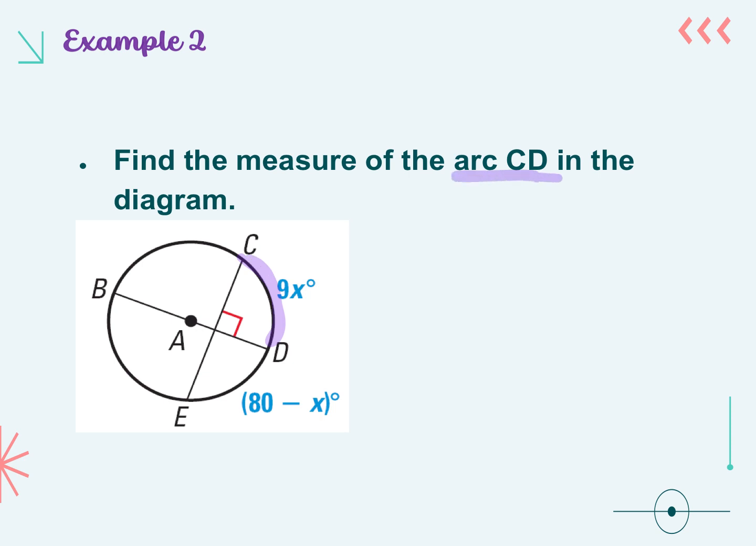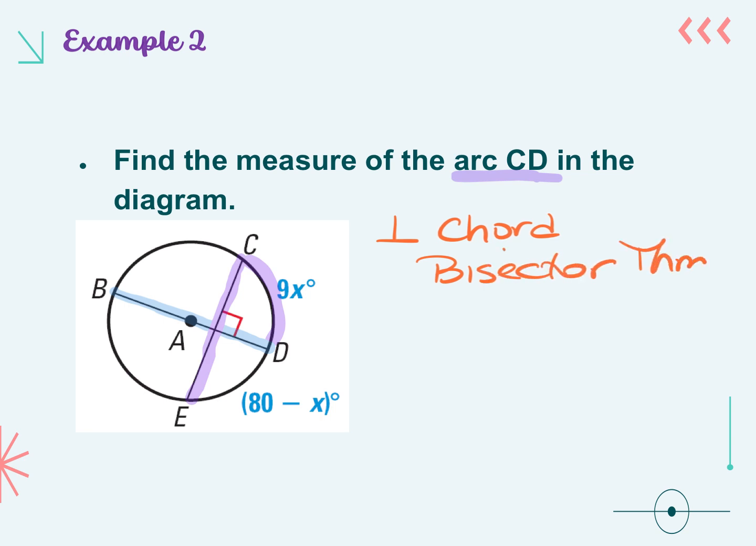So if you notice that BD here, this is the diameter. It goes from edge to edge through the center. Notice it is perpendicular to this chord CE. So I can again use my perpendicular chord bisector theorem. And because the chord has been bisected by that diameter, I know that this segment is congruent to this, as well as the intercepted arcs.